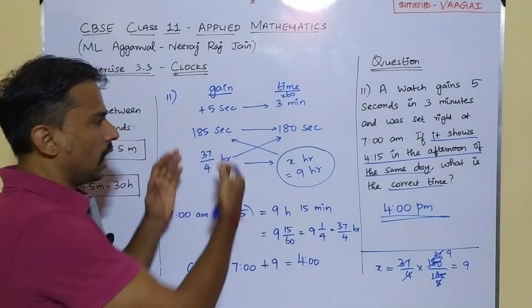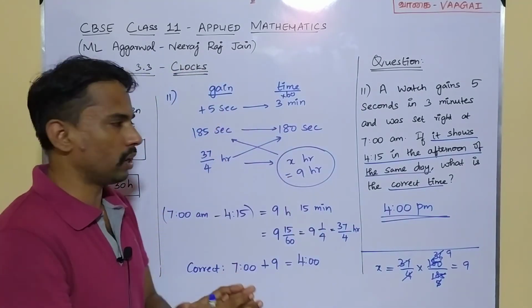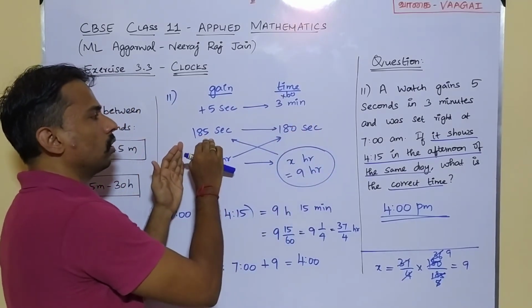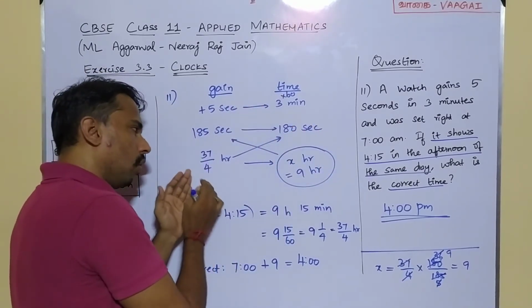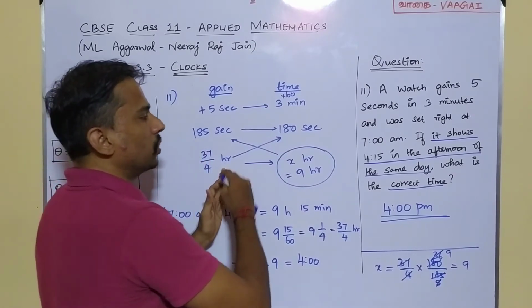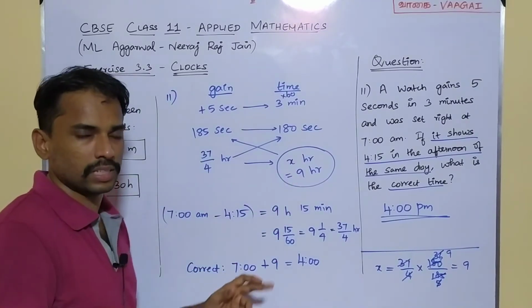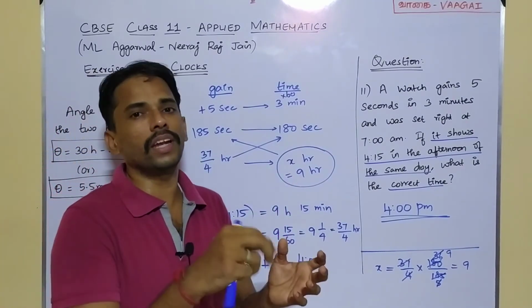So what I'm doing is, I'm just taking the calculation like this. I'm comparing correct times 180 seconds will be equal to wrong times 185 seconds, then wrong times 37 by 4 hours will be equal to correct times what? That is what I'm solving. I'm getting it to be 9 hours. So that means correctly it has passed only 9 hours.